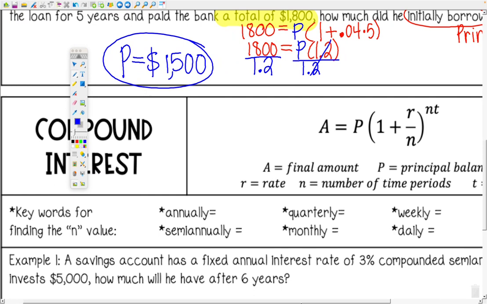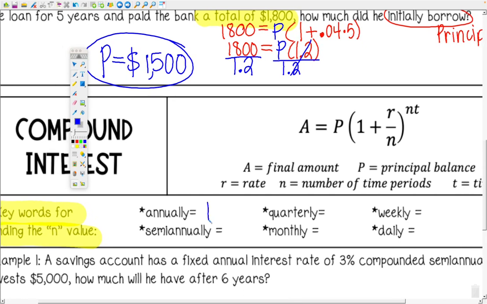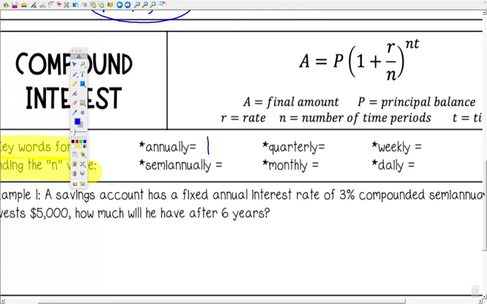But here's the thing, key words that you need to think about when you are using this formula is if they're telling you that the interest is being paid annually, because annually means how many times in a year, y'all? Just once. Semi-annually, how many times? 2. What about quarterly? 4 times a year. Monthly? 12. What about weekly? 52. Essentially, there are 52 weeks in a year, okay? And daily, not talking about leap years, it's going to be 365.